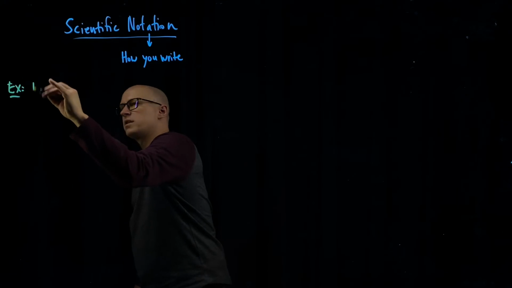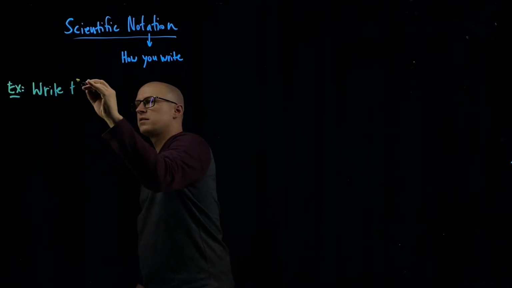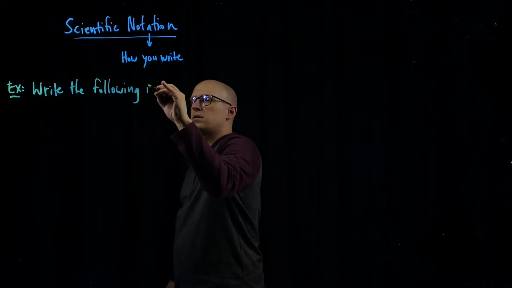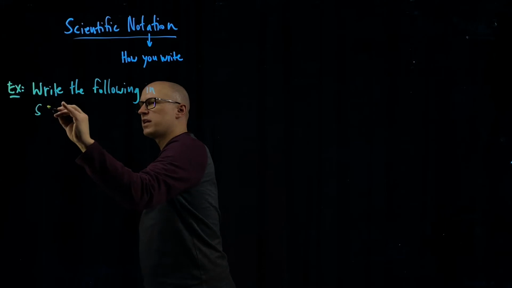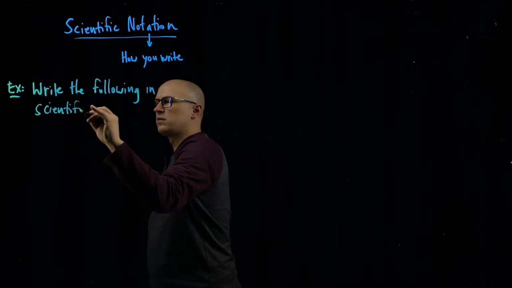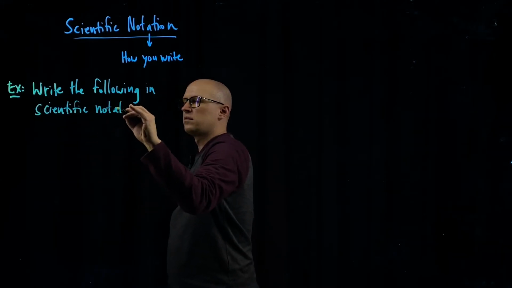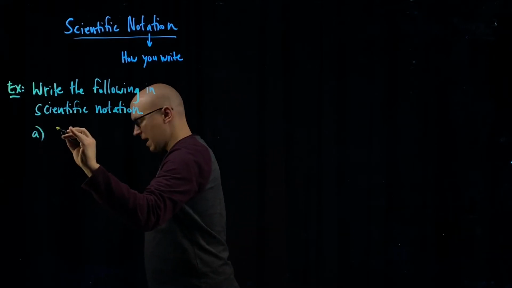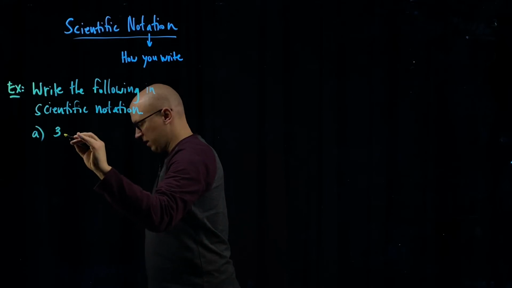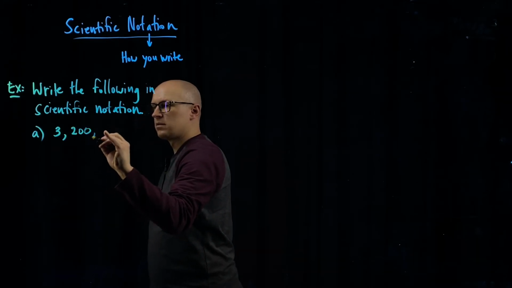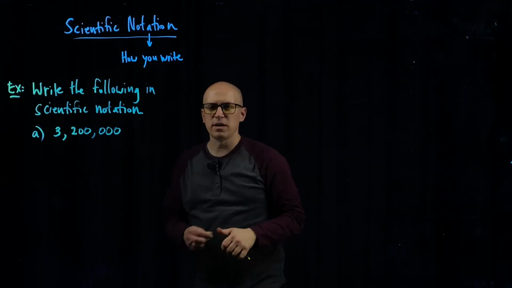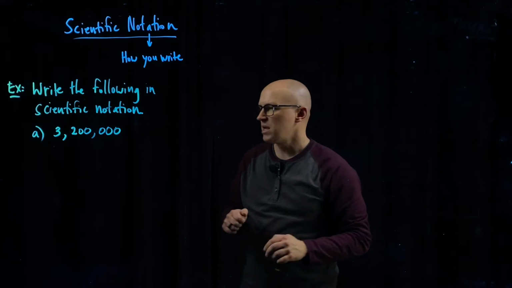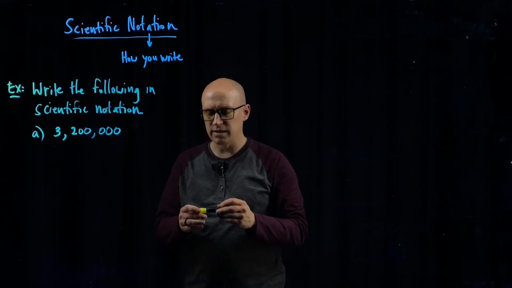The first thing we're going to do is write the following in scientific notation. All right, let's do some examples here. For example A, we have this number right here. Some of you may look at that number and recognize right away this is 3,200,000. What we're going to do is write this number in scientific notation.